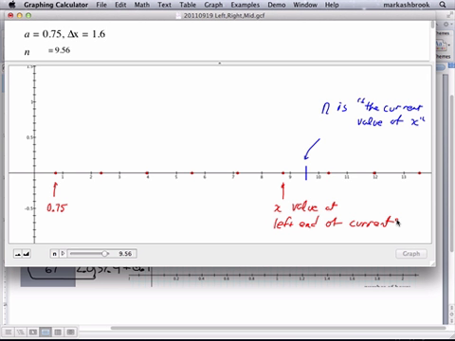Here, if the current value of x is 9.56, let's make it a little more interesting here. There we go. So we're starting at 0.75. The width of our intervals is 1.62. Your goal, thinking about building a step function, is to get just the x value at the left end of the current interval.